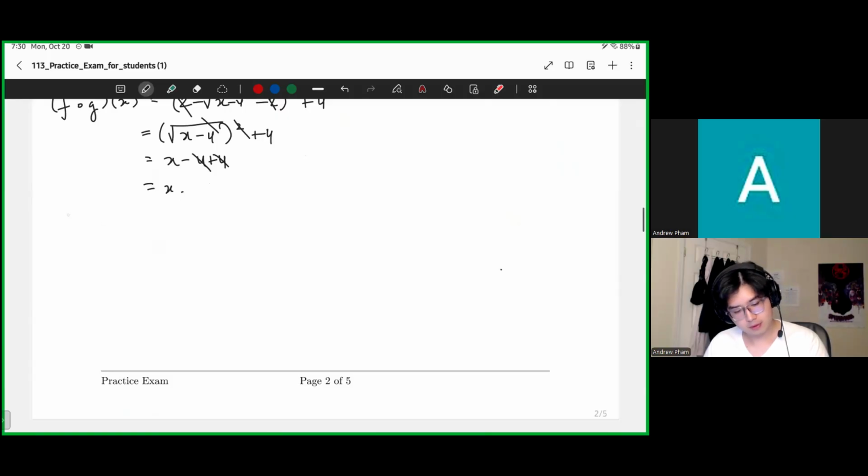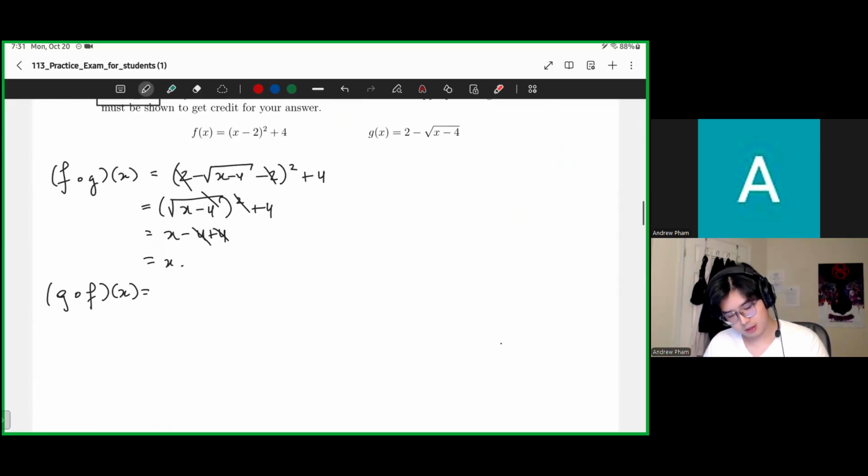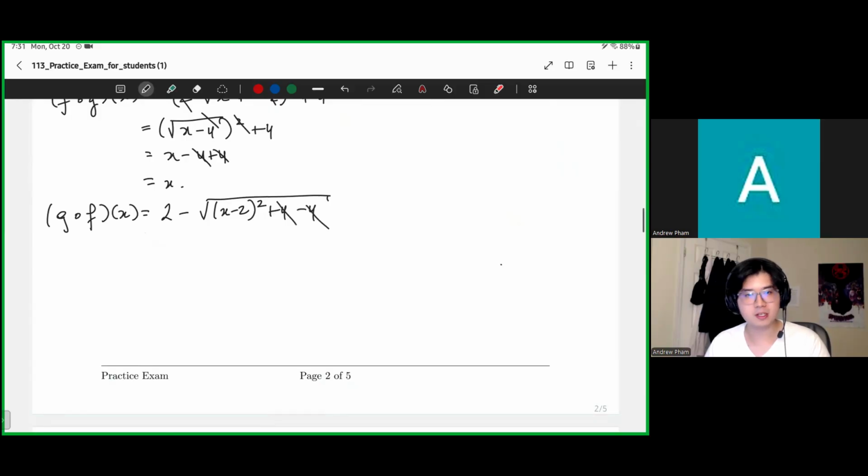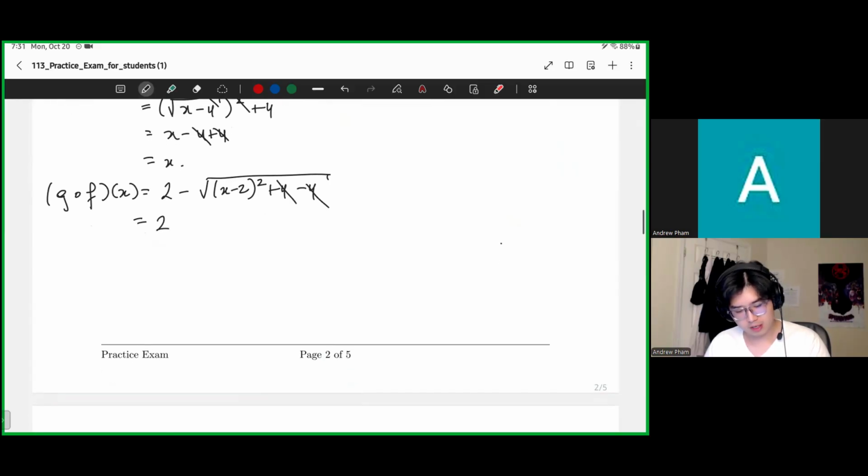Okay. Now, on the other hand, g of f of x is 2 minus square root x minus 2 squared plus 4 minus 4, like so. The 4's cancel on the inside of the square root, left with 2 minus the square root of x minus 2 quantity squared. Okay, so now this is the critical part, right? I have 2 minus the square root of some x term. So the square root and the square cancel, yes.